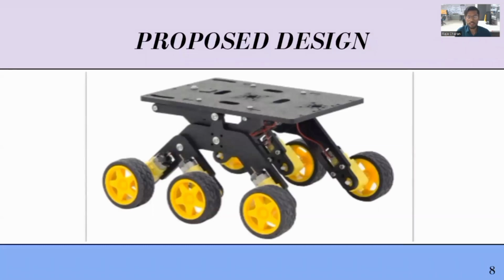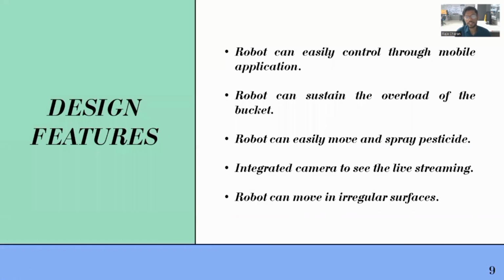So this is our proposed design, that we will develop a six-wheel structure robot. So this is the six-wheel structure robot. This is our proposed design, and its features are that this robot can easily be controlled through a mobile application, and this robot can sustain the overload of the bucket that we put on it for pesticide spraying. And the robot can easily move and spray pesticide. It has an integrated camera to see the live streaming of the fields where we are spraying pesticide, and the robot can move on irregular surfaces. That is our main aim.